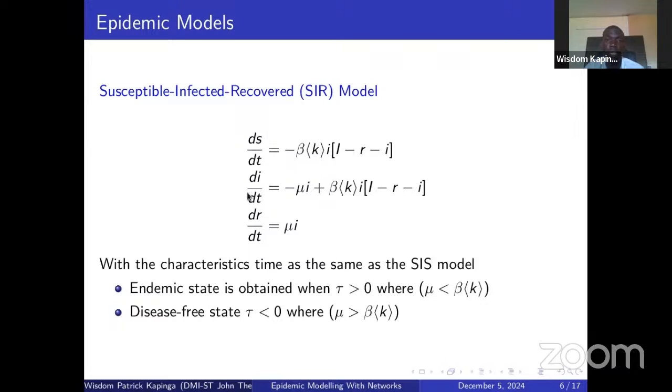And for you to get the number of people who are infected at that particular time, then you need to include the recovery rate. You multiply it with the infected proportion, and then you also have the transmission rate multiplied by I, with the capital I minus R minus I.